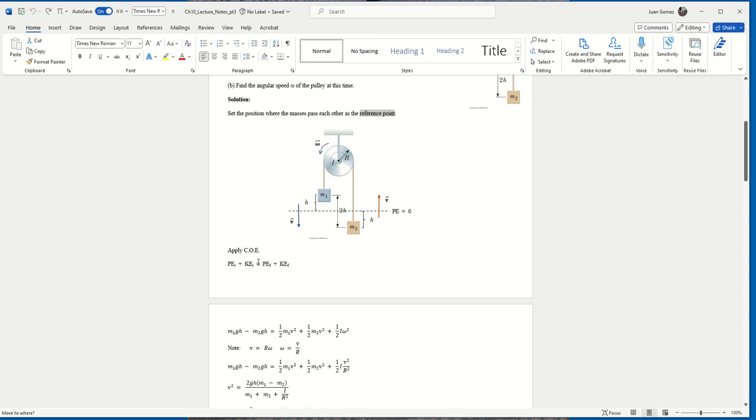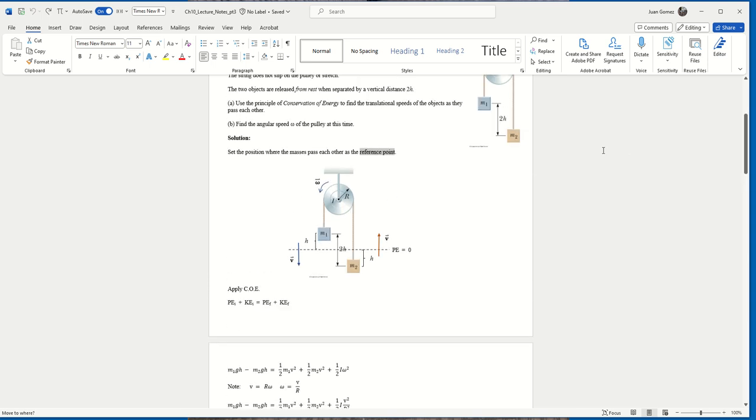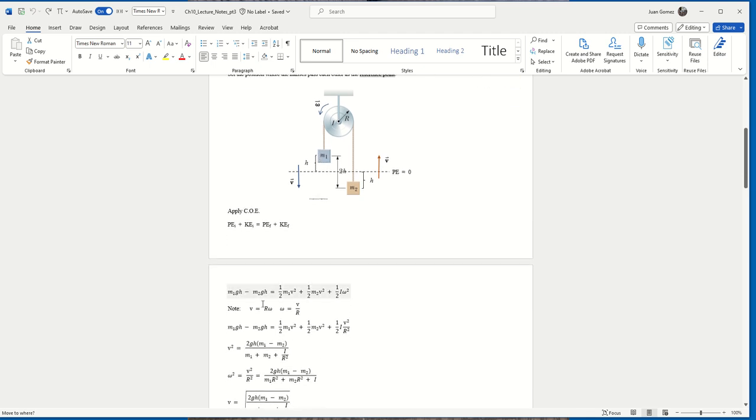That means that M1 is at a height of h above the reference point. This is the initial. I'm looking at PE initial. M1 is initially at a height of h above the reference point. M2 is initially at a height of h below the reference point. So my PE initial is going to be M1GH minus M2GH. Just remember, the reference point is right where they meet. So initially, M1 has a positive potential energy of M1GH. The potential energy of M2 is negative, minus M2GH.